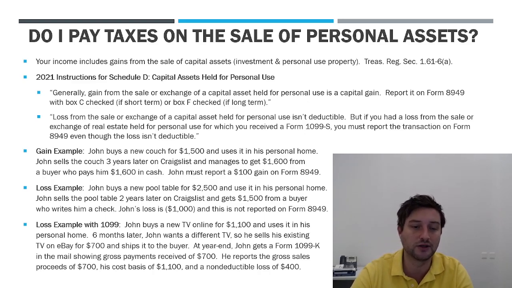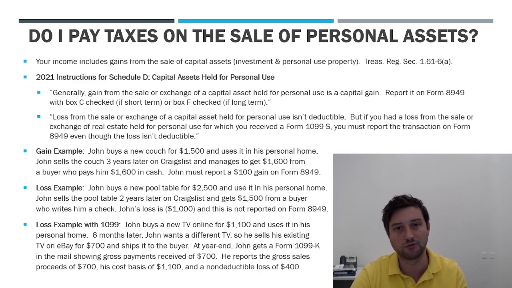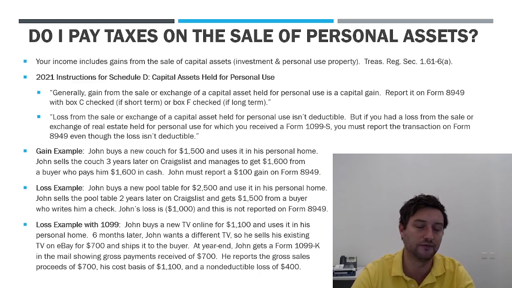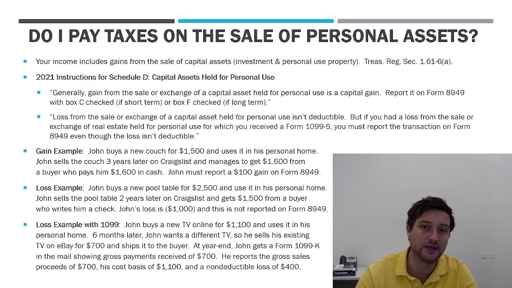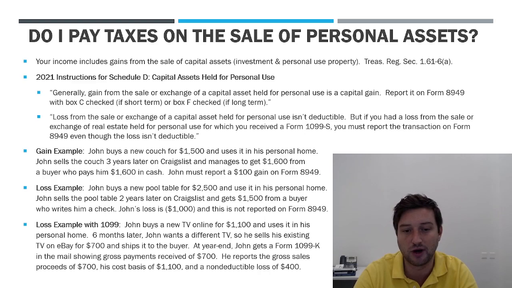this is how it would work, right? So if he sold it on Craigslist and then he got $1,600 and then the buyer transferred him money via PayPal, that's $1,600, John would likely get a 1099-K for that $1,600 amount. So now he's got to report the $1,600 in proceeds, the $1,500 cost basis for his couch, and then he's got a taxable gain of $100 on the sale of that capital asset that's personal use property.